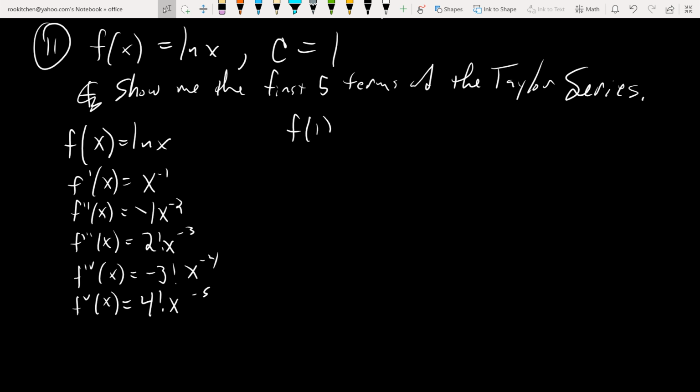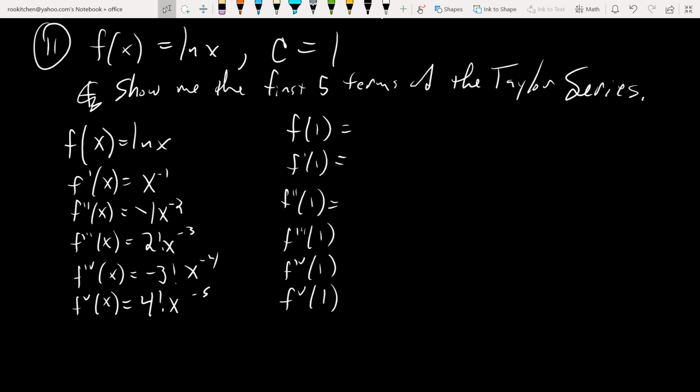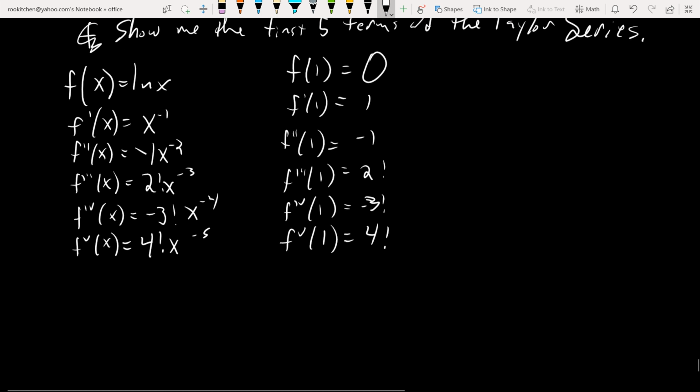And then we have f of 1, f prime of 1, f double prime 1, f4 prime 1, f5 prime 1. Okay, and evaluate all those critters. And you'll get 0, 1, negative 1, 2 factorial, negative 3 factorial, and then 4 factorial. Okay, and then we just tack that into our formula for the Maclaurin and the Taylor series. You probably want that out for reference for the test, so you're not strapped for time when the time comes.